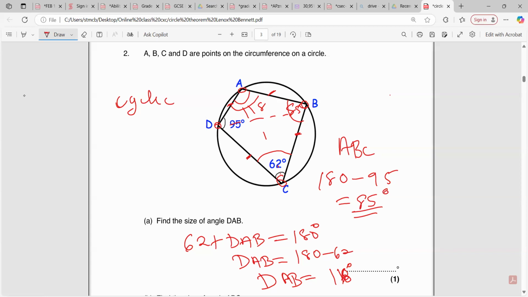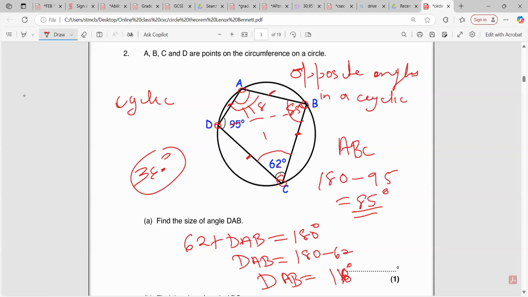But all four angles will add up to 360 degrees, right? And the reason would be that opposite angles in a cyclic quadrilateral add up to 180 degrees. And both of them would have the same reason.